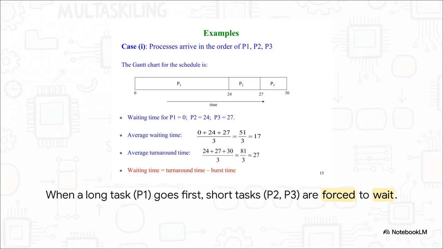Just look at this scenario. Process 1, or P1, is this big, long job that takes 24 milliseconds. Tucked in right behind it are two super short jobs, P2 and P3, that only need 3 milliseconds each. But because P1 got there first, P2 has to wait the entire 24 milliseconds just to start, and P3 has to wait even longer. This means one single long job can totally jam up the whole system for all the little guys behind it. This is a nightmare for making a computer feel fast and responsive.